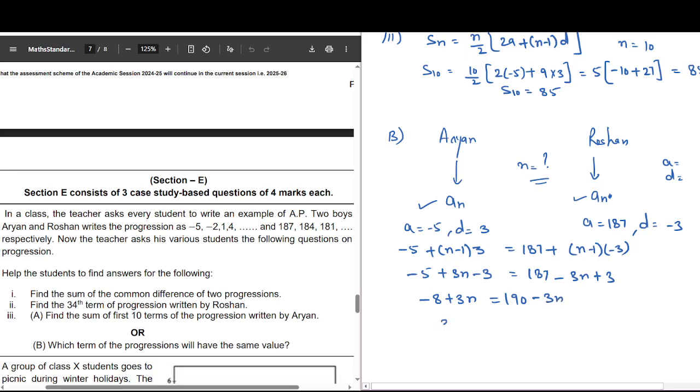So we will do the transposing method. 3n plus 3n is equal to 190 plus 8. So 6n equals 198. So we got n equals 33. So that means they are asking which term of the progression will have the same value. That means the 33rd term. That means A33 will have the same value in both the progressions. Thank you.